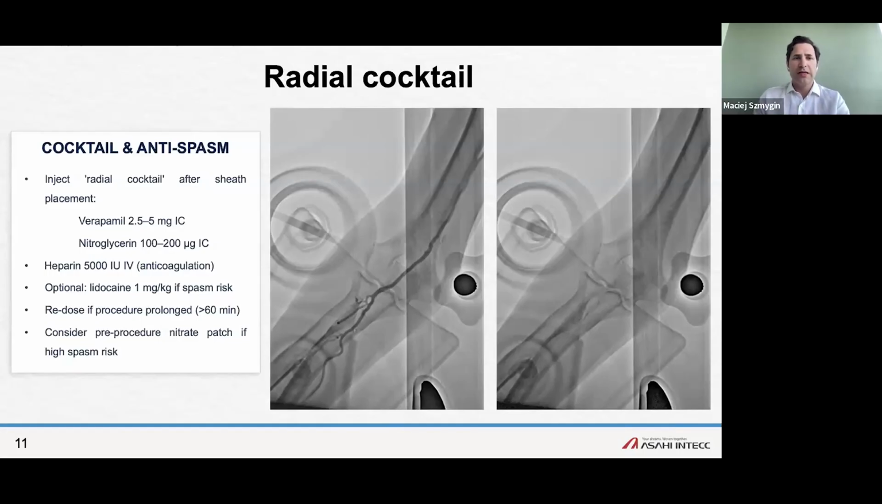Then some centers use nitroglycerin. We do verapamil. Of course, heparin. We can consider additional verapamil if the spasm is very big, if we cannot get rid of the spasm.